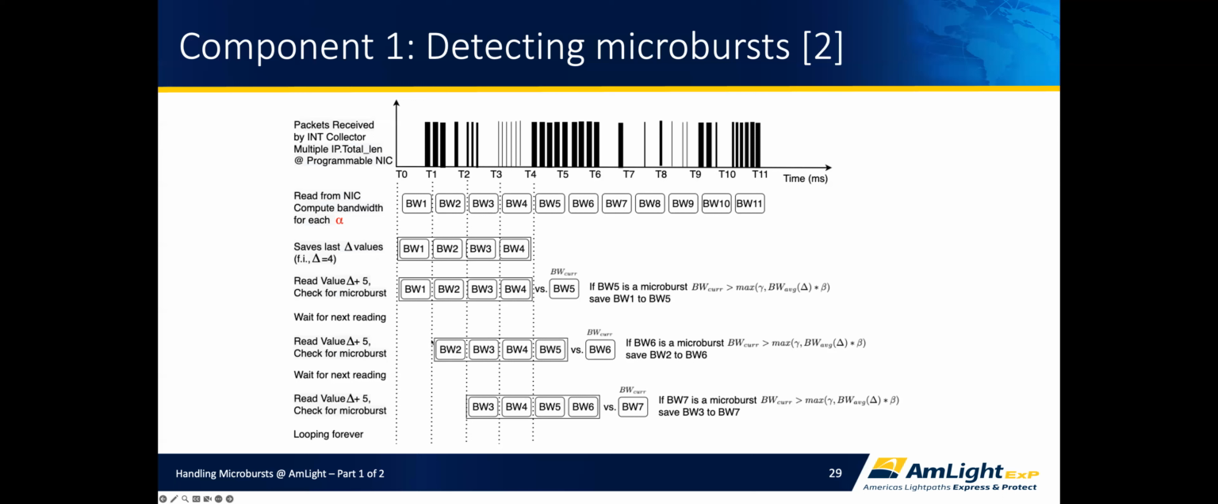We shift towards the right, and then we get BW2, BW3, BW4, BW5, and then bandwidth 6, and we compare against the last 4. If we consider it a burst following that math, then we save it. Otherwise, we just keep going. So this is how the algorithm goes. Obviously, this is just to detect, not to decide when it ended, but I wanted to simplify here.